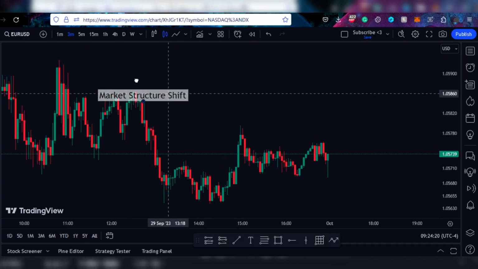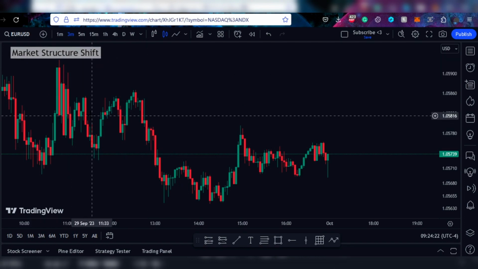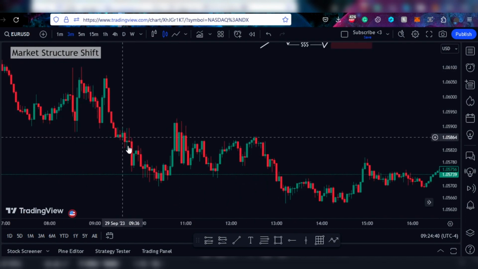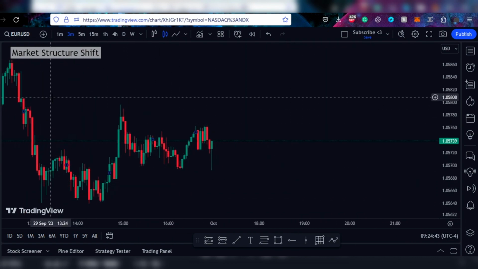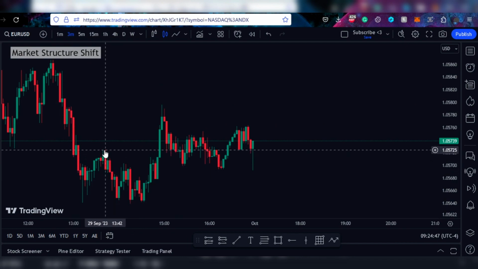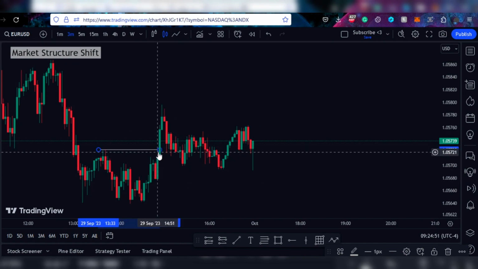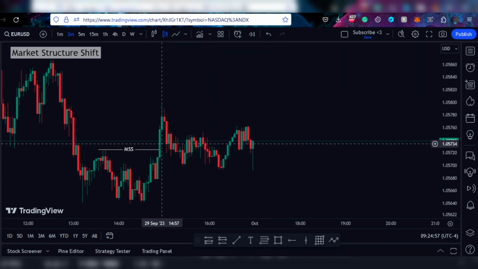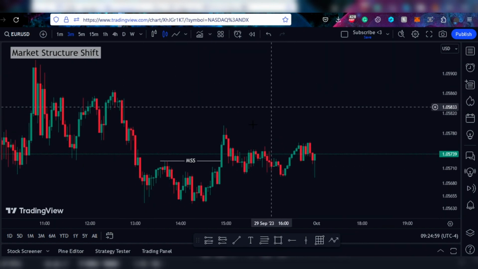A market structure shift occurs when the market reverses after closing past the recent swing point. For instance, if the price was in a sell program, creating lower lows, but then it closes above this recent low, that's a market structure shift. The same applies if the price was in an uptrend, creating higher highs, but then closes below a recent swing low. Remember, it's essential that the price closes and doesn't just wick through that swing point.